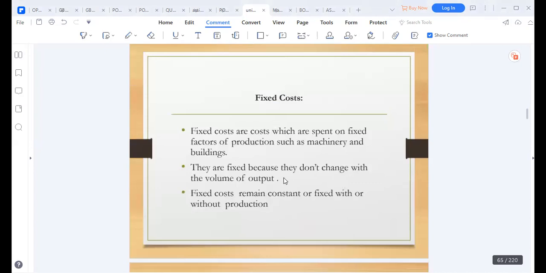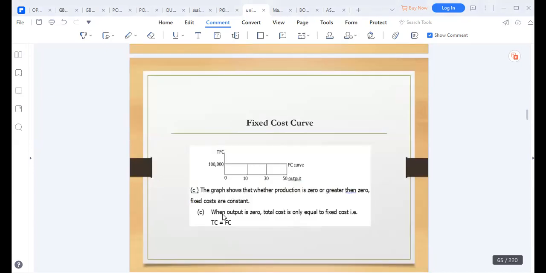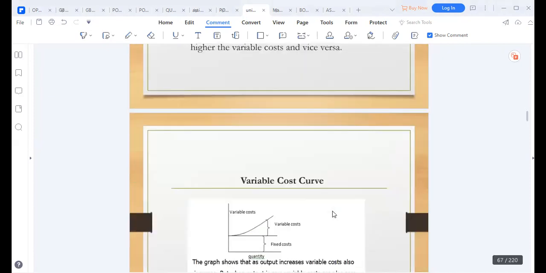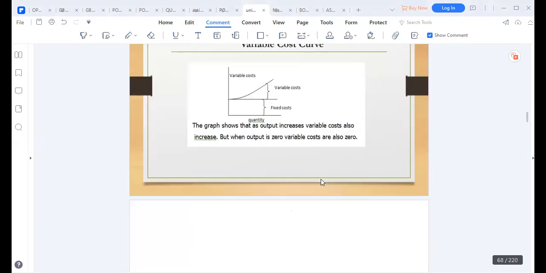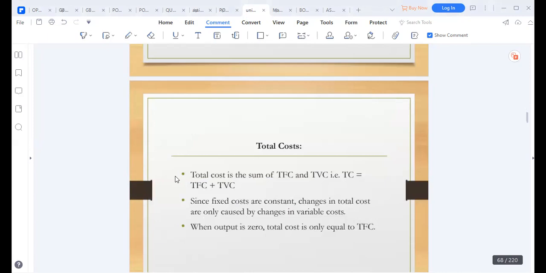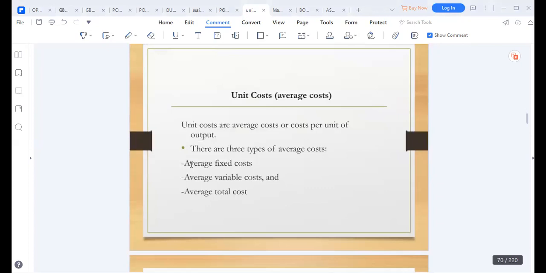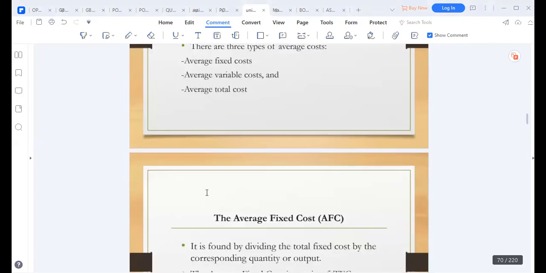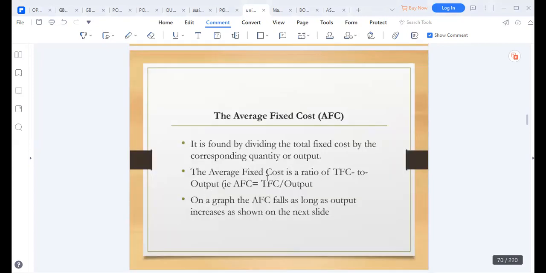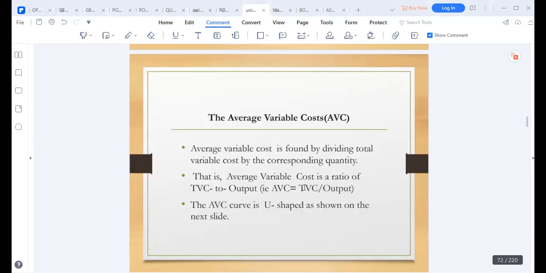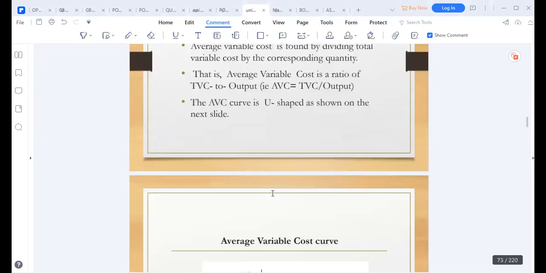So fixed costs, I've already explained, they are fixed and constant. Variable costs, they change with the volume of production. This is how it looks. Total costs is simply given by adding the fixed costs and the variable costs. So these costs come in three types: the average fixed cost, the average variable cost, and average total cost. And the formulas are given by the total fixed cost over output. This is average fixed cost. Anything total divided by quantity is average. So the total variable cost over output is average variable cost.